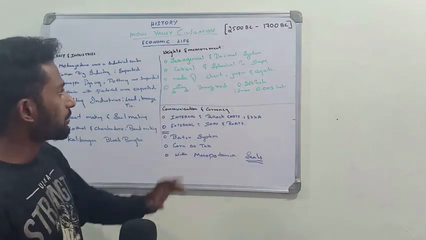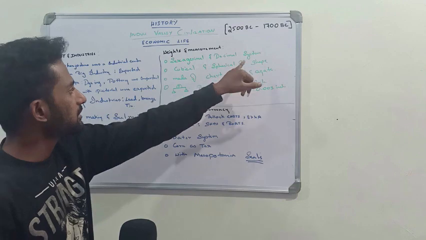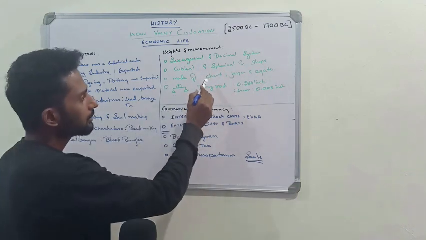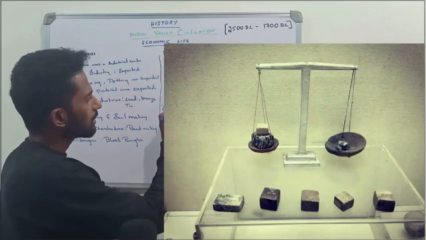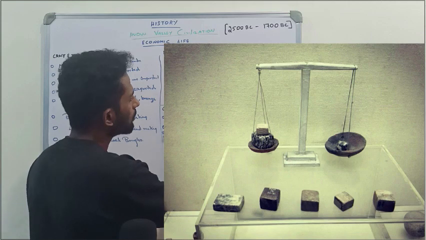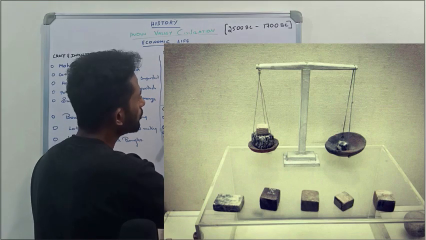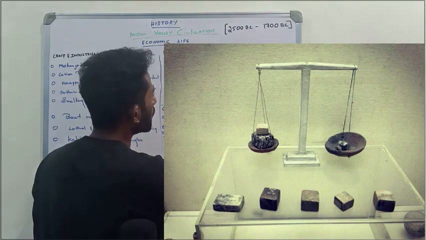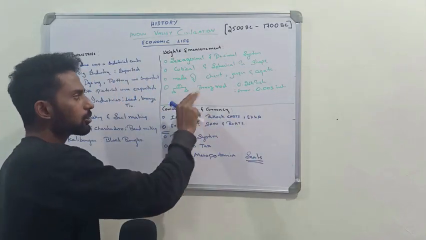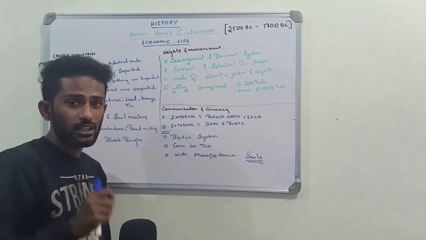Coming towards their weighing measures, they used a sectional and decimal system. The weights were cubical and spherical in shape and made with chert, gems, and agates. The weighing scale used to look somewhat like this, and the bronze rod in between used to measure around 0.264 inches with an error of 0.003 inches. It's actually as accurate as today's weighing scale.